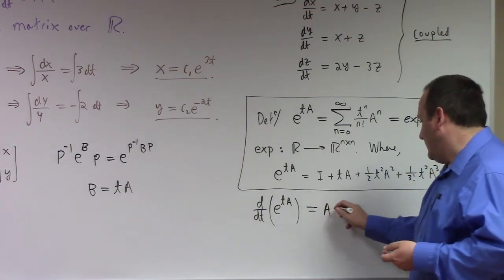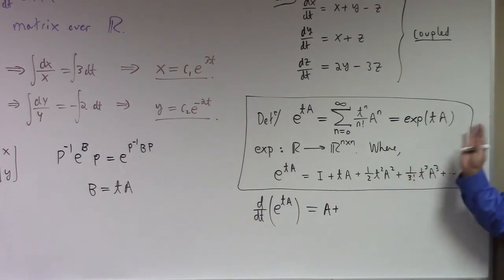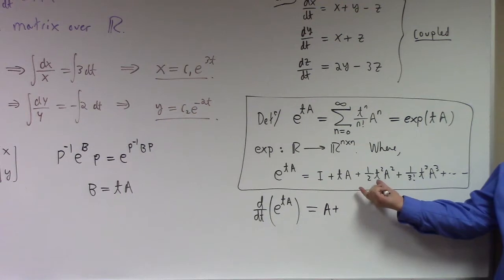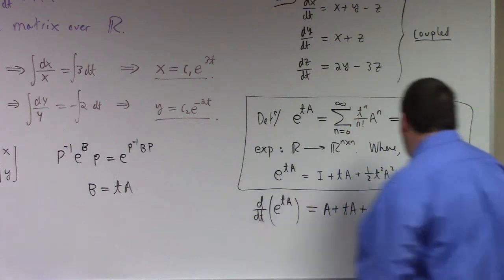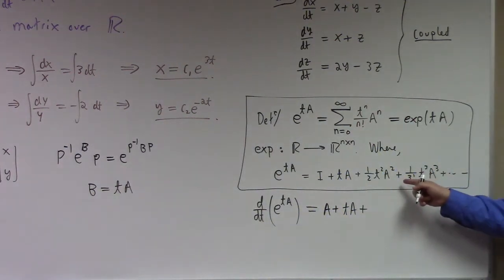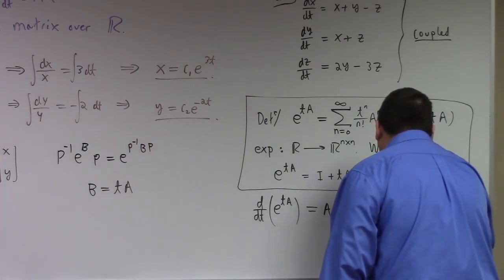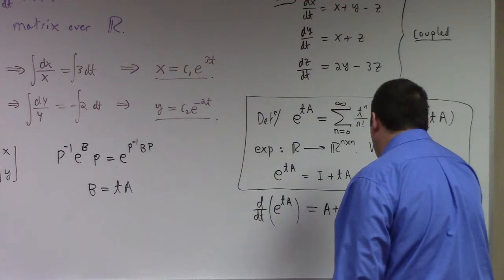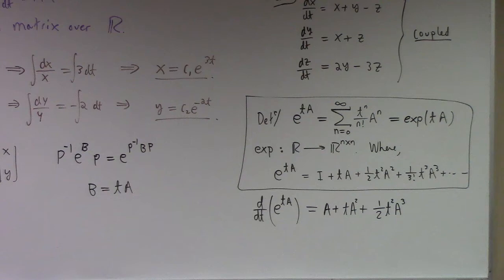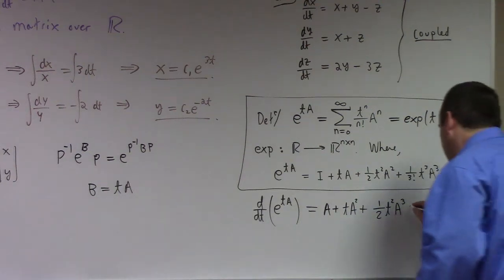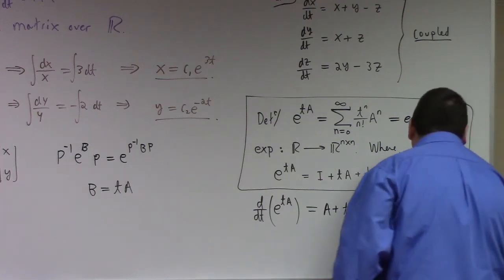So we get A. What's the derivative of 1/2 t squared A squared? Well, A is constant, so A squared pulls out, and you just differentiate 1/2 t squared, which gives you t. So we get A plus tA squared. And then the 3 cancels with 3 factorial, leaving 2 factorial: 1 over 2 t squared A cubed. Sorry, guys, A squared, A cubed. What's next in the story here? One more thing I didn't write: 1 over 3 factorial, t cubed, A to the 4th.